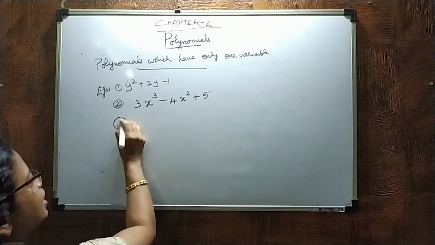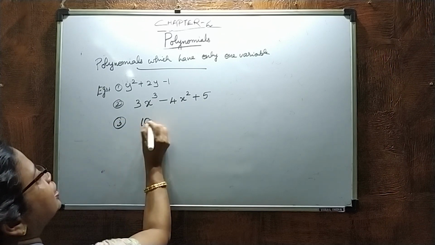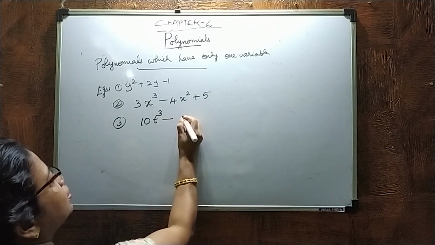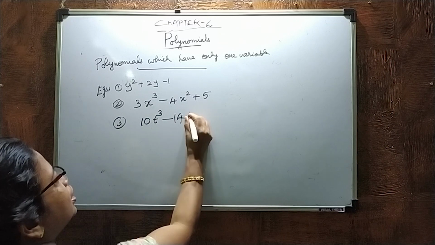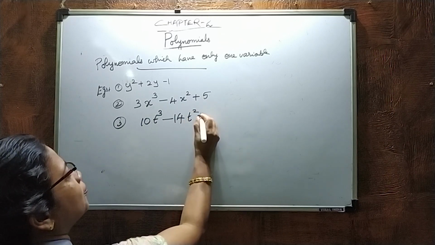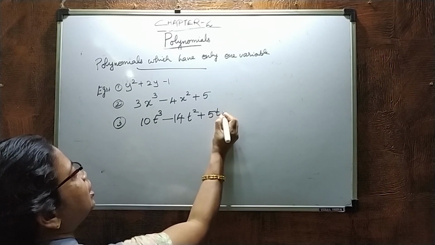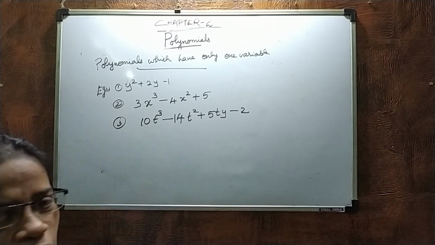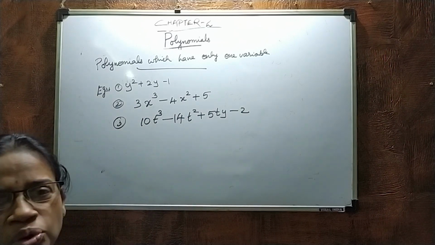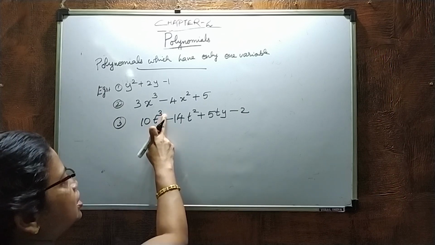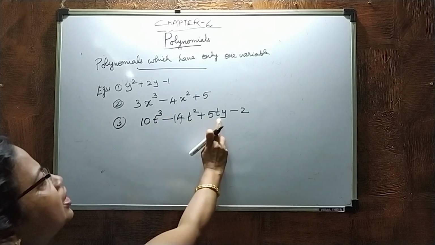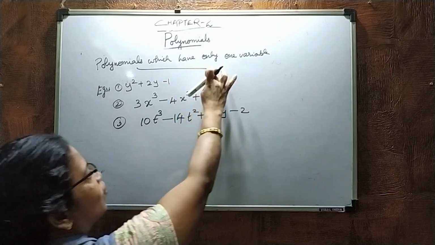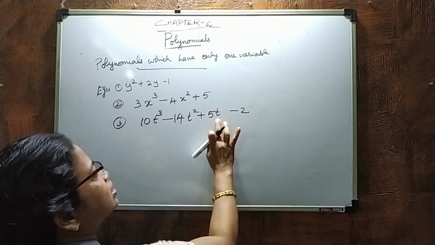What is the next one? If it is like this, 10t cube minus 14t square plus 5ty minus 2. Now, is it one variable? No, that is wrong. Here t is there, and here ty is there. That means it won't be a polynomial with one variable. So here it will be wrong. Just cut that out.